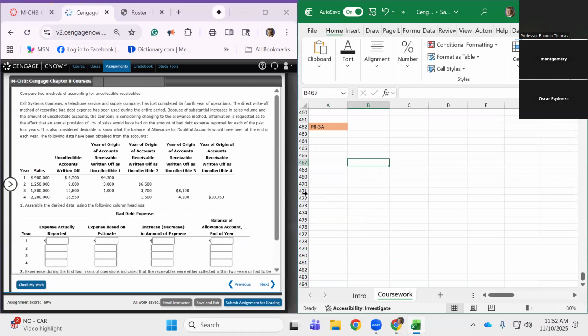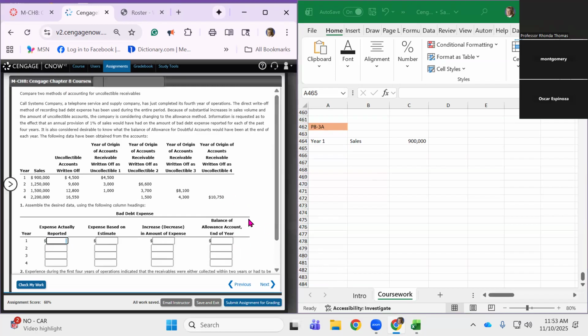Okay, so here is our sales. I'm just going to start with year 1, and I'm going to put sales in. Sales, 900,000. So you would want to write that down. And then the next one is the year of origin of accounts receivable written off as uncollectible. So the amount that they wrote off was $4,500. Okay, and they use the percent of sales method. So here is their bad debt expense. Then the expense actually reported, expense based on estimate, increase or decrease, and the balance of the allowance account each year.